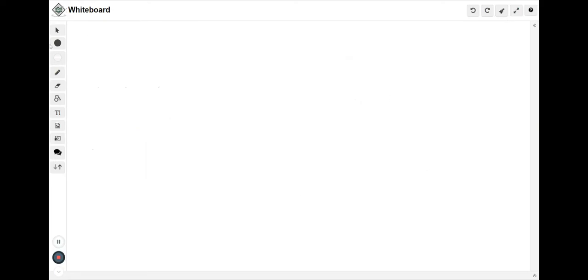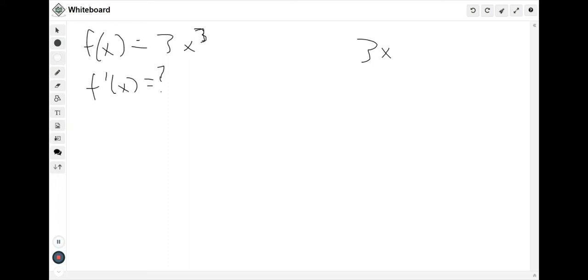Okay, let's try another example. We have f of x equals 3x cubed now, and we want to find f prime of x, also known as the derivative of the function. Again, we're going to be using the power rule. Remember, the power rule says we find our exponent on x, move it to the front, and subtract 1. So this gives us 3 times 3x to the 3 minus 1, which is the same thing as 9x squared.